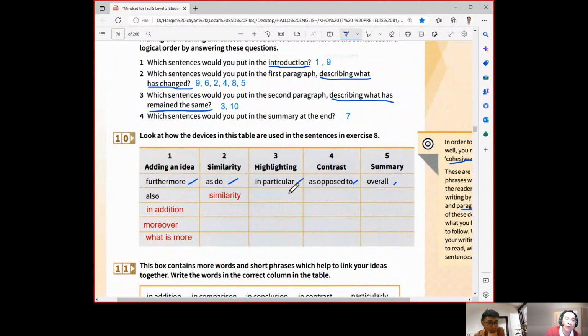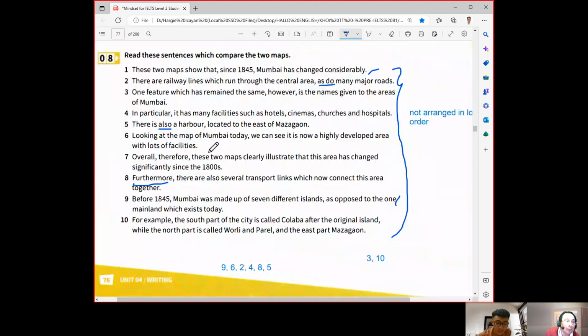Okay, let's move on. What about highlighting? So we have here in particular, like particularly, things. So that's all you can find in this sentence. I think there is no more than this in another sentence. But we can look at this: look at how the devices in this table are used in the sentences. That means maybe the synonym of it. So what are those? In particular, we can say that, maybe we use in here particularly, right? Do we have particularly in here?